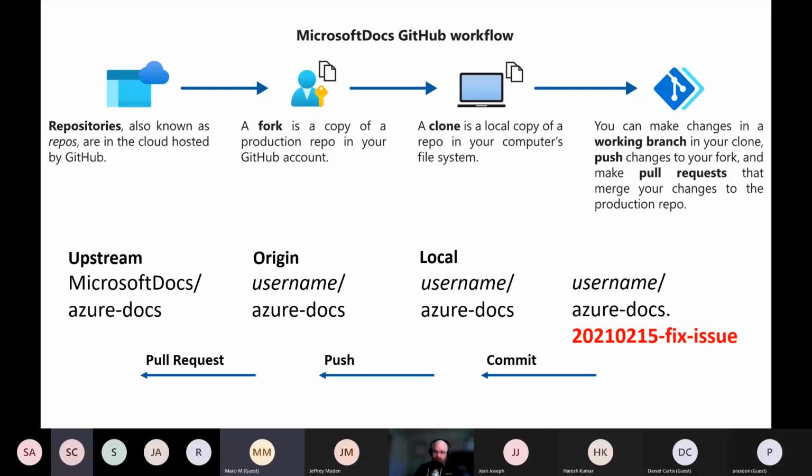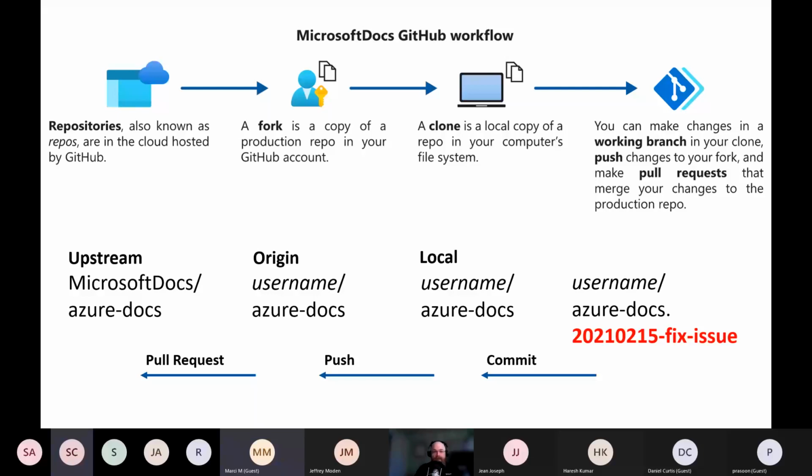To do that, you need a pull request. Now you are asking Microsoft Docs, that repository, and that repository's repo, Azure Docs, to accept commits from your repository's branch so that your changes can be merged from your fork into the main repository.